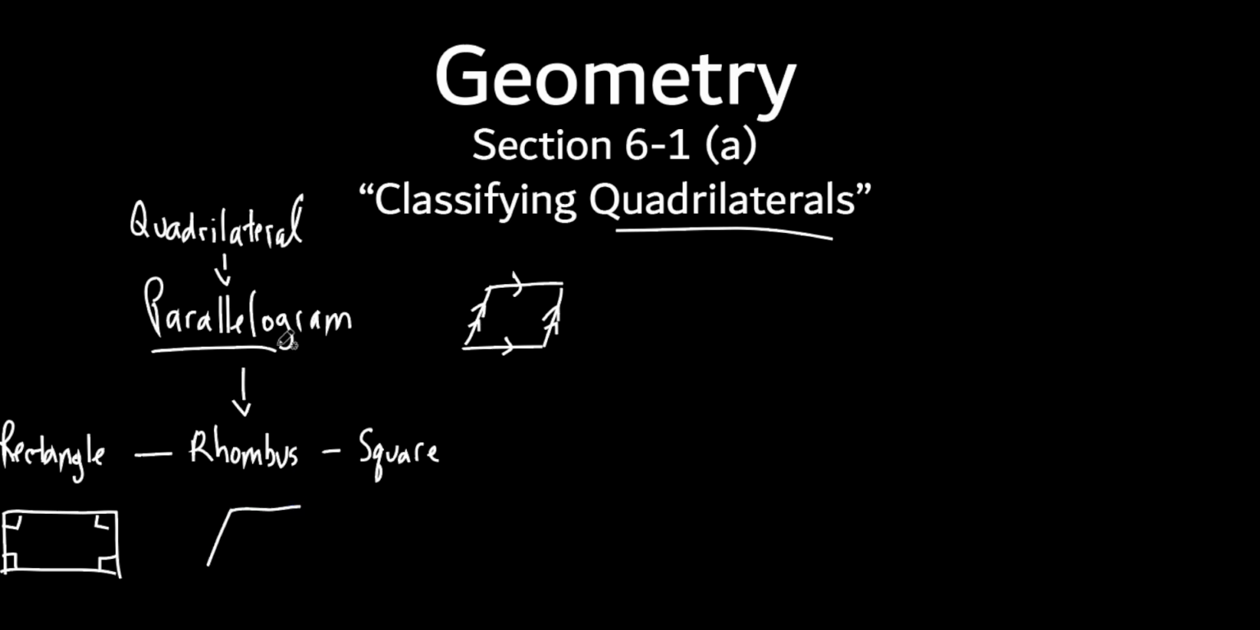What's a rhombus? A rhombus is also a parallelogram. All right, so it looks like a parallelogram. But what's specifically true about a rhombus? It's got four equal sides. Good. So all four of these sides are equal to each other. All right. Remember, it's still a parallelogram, but it's a specific type of parallelogram.